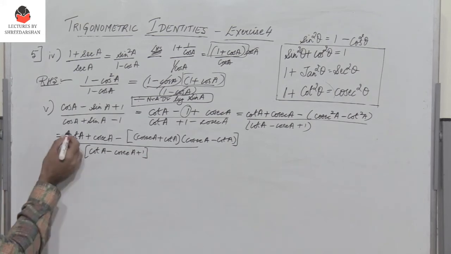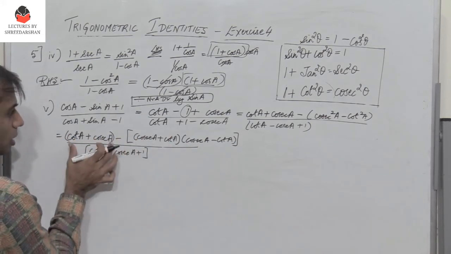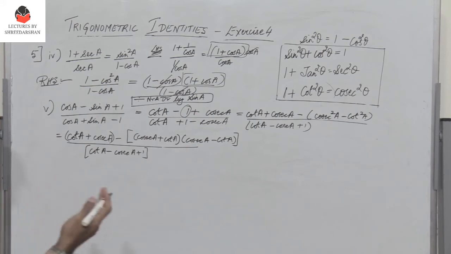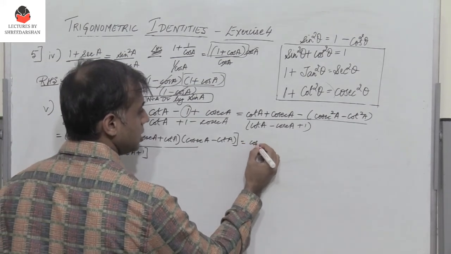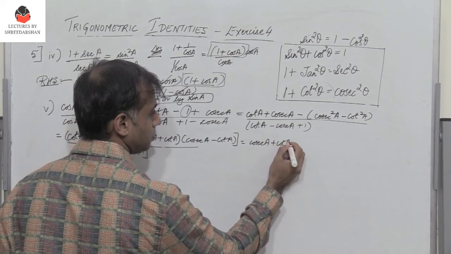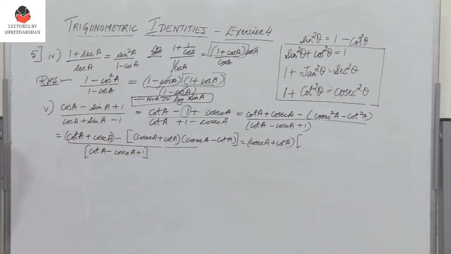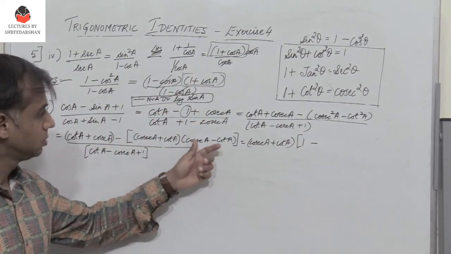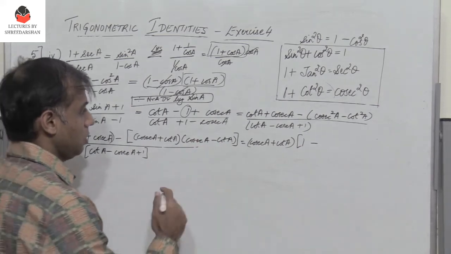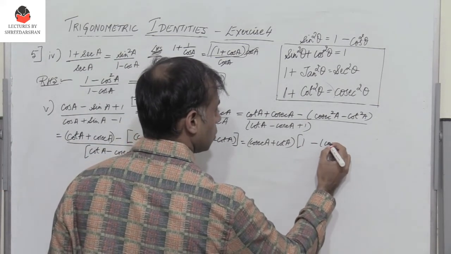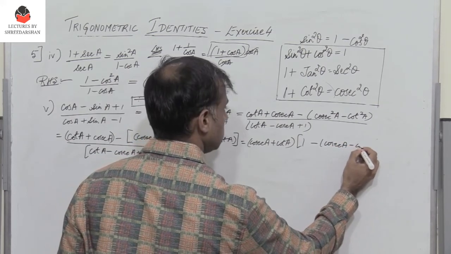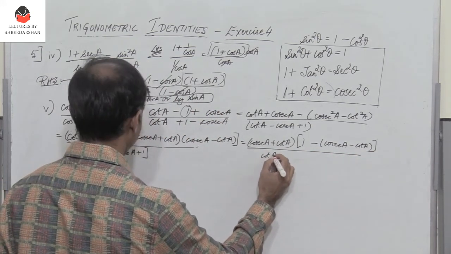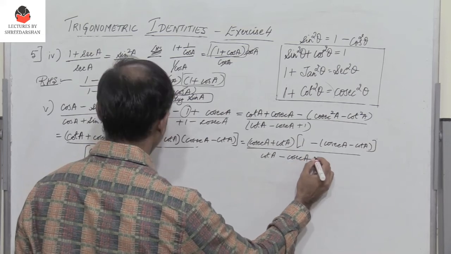So now this is one expression and this is another expression. Now if I observe these two expressions, what is common? Cosecant A plus cot A is common, isn't it? So I can take that outside. So I have cosecant A plus cot A. So if I take that outside, I get 1 minus, I get this expression, that is cosecant A minus cot A, right? So I have minus cosecant A minus cot A. And down below I have cot A minus cosecant A plus 1.